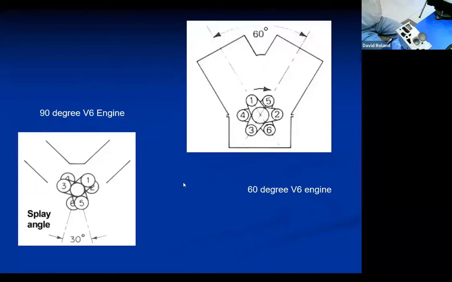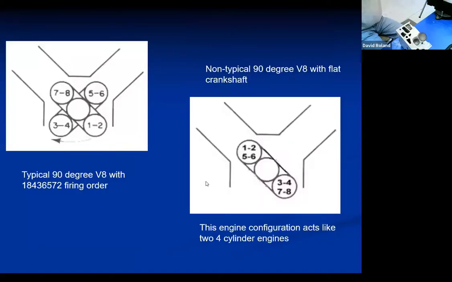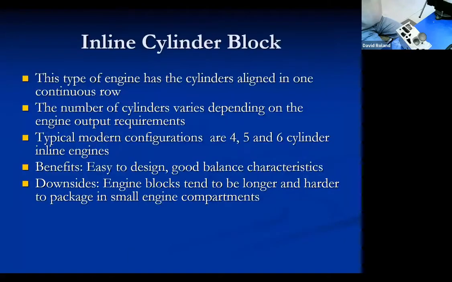Here is a typical V engine. You can see is a 60-degree bank angle. From here to here is 60 degrees, formed by the center line of the cylinders. And then you can also see 90 degree. Most V8 engines are a 90 degree design. Okay. This is a 60 degree. This is a 90. You can see that it's just a little bit wider. Okay. We'll keep going here.